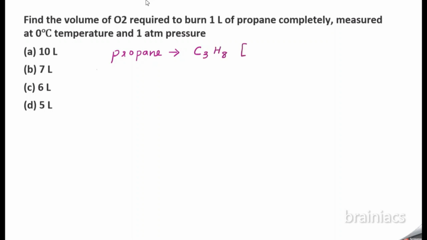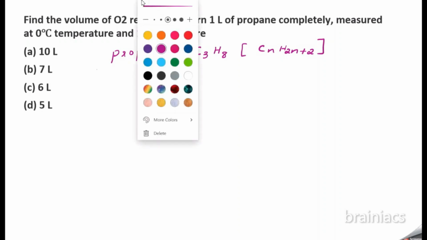The general formula of alkane is CnH2n+2. Correct. So if I put n equal to 3, you will get propane's formula. But the problem here is balancing the chemical equation. That is a little bit tough when the hydrocarbon has more carbon atoms. So I will give you a general formula that can be used any time, so that it becomes easy for you. Whenever a hydrocarbon comes, you can simply apply it. Just note down the general formula that will be helpful for you.